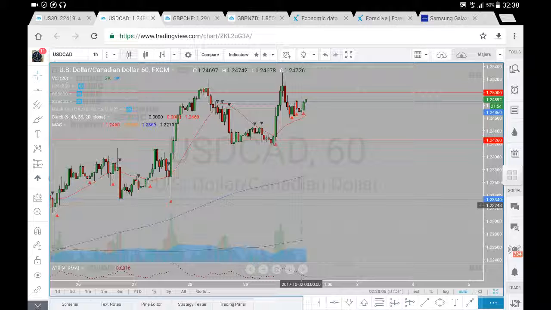Now, 25 has proved to be resistant twice before, so you would probably be cautious in buying from 2486. But the overall move on the US dollar against the Canadian dollar has been to the upside. My understanding is the governor of the Bank of Canada has come out and made some bearish statements, somewhat tempering market expectations of further rate rises in the short term for the Canadian dollar.